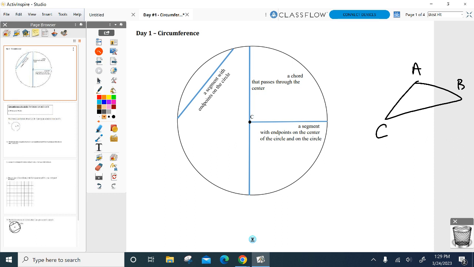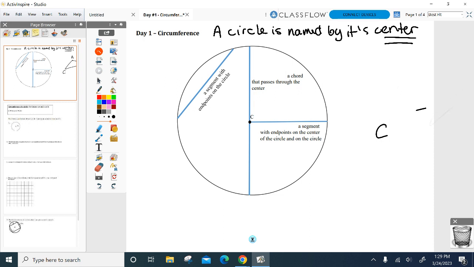Here you go. First fact about a circle. We name a circle by its center. A circle is named by its center. So I want to introduce everyone to circle C. There you go. This is circle C. A circle is named by its center.